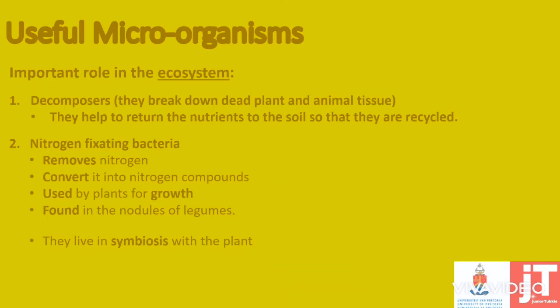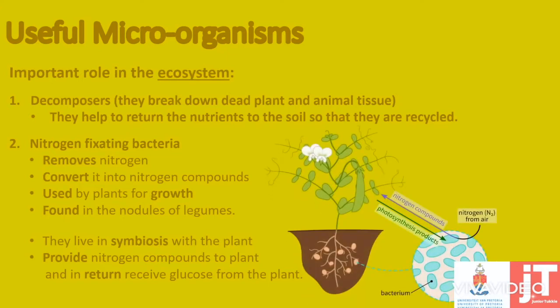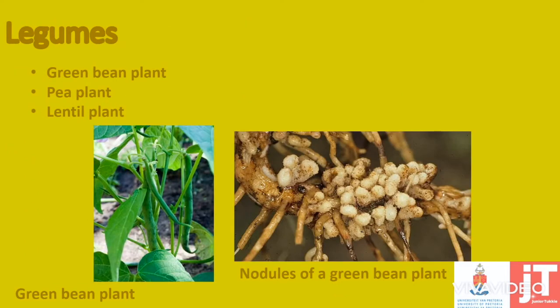So these bacteria live in symbiosis with the plant, as they will provide nitrogen compounds to the plant and in return will receive glucose from that plant, as they are living in symbiosis with one another. So here are a few examples of legumes. So it's our green leaf plant, it's our pea plant and also our lentil plant.